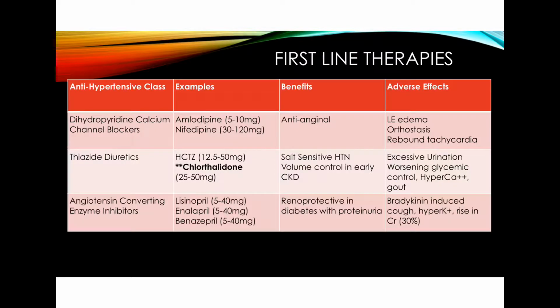Next, there is the angiotensin-converting enzyme inhibitors, or ACE inhibitors. These would include lisinopril, enalapril, and benazepril. They're really beneficial in patients with diabetes or mild kidney disease, as they are renoprotective. But they do have some notorious side effects, including angioedema, bradykinin-induced cough, hyperkalemia, and an expected rise in creatinine of typically no more than 30% from baseline.